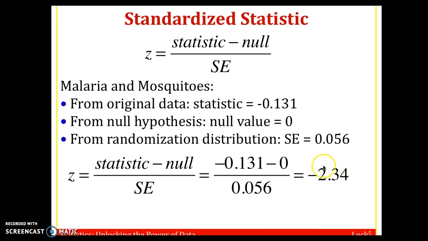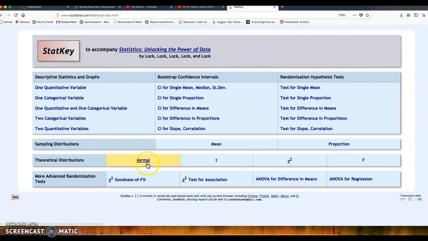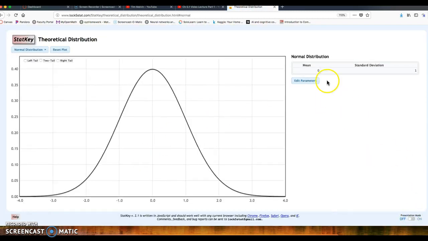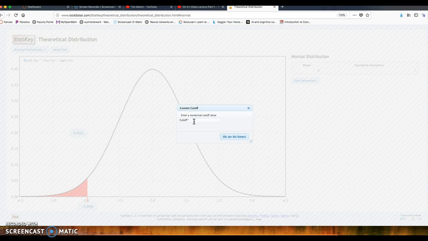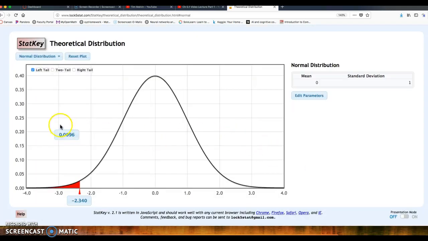Okay, so I have this in the next slide, but I want to show minus 2.34. If we go over to StatKey and click on the normal distribution, the idea of a standardization, that z-score, means we keep the mean at 0 and standard deviation at 1. And since we got a negative value, I need to click left tail and type in minus 2.34. Click OK. And notice right here we get a p-value of 0.0096. Again, it's not the exact same value as the randomization distribution, but it should be fairly close.